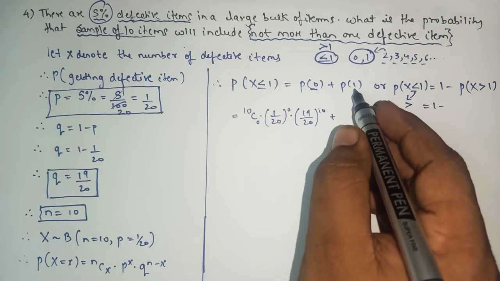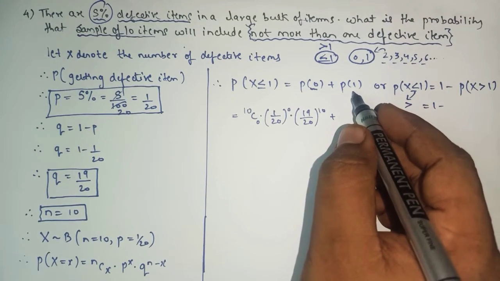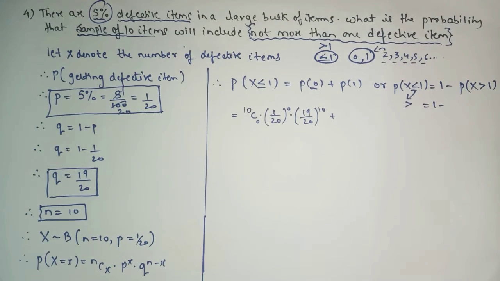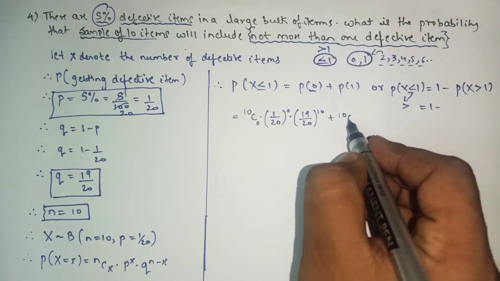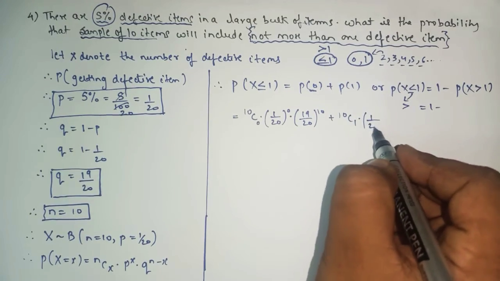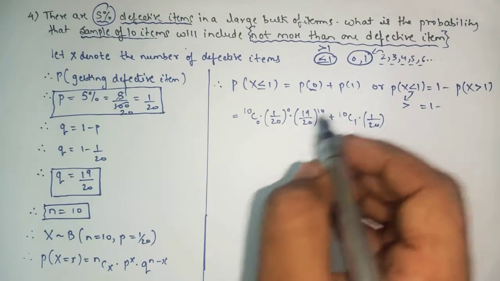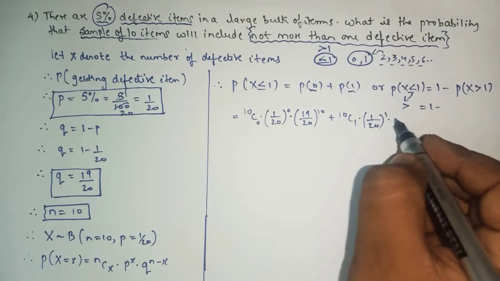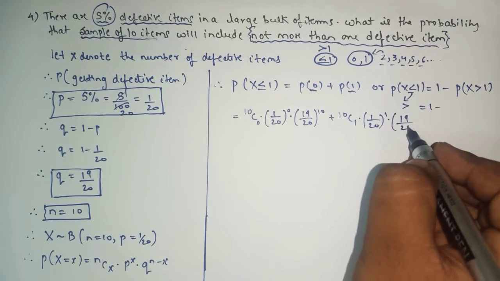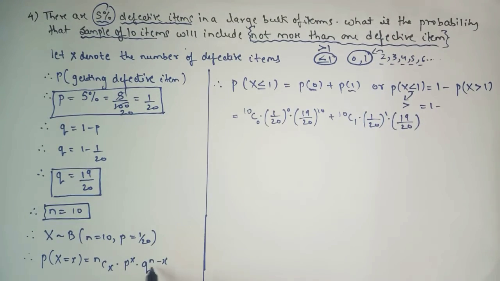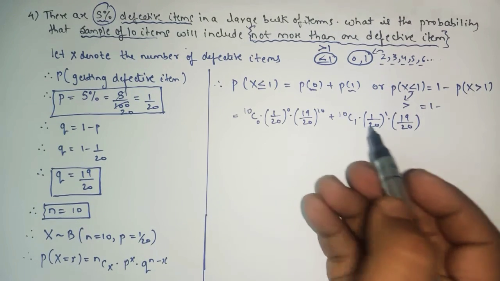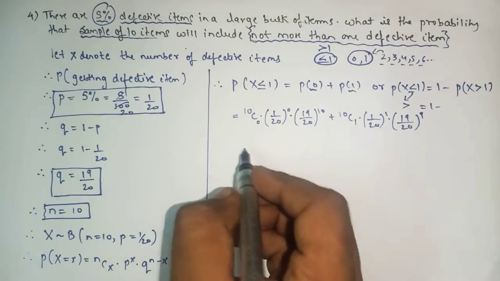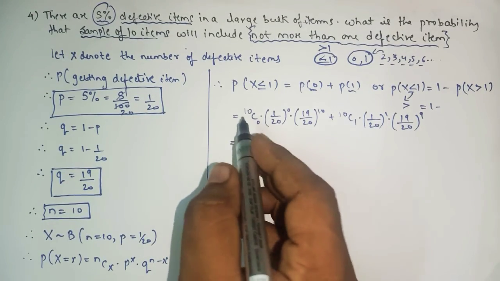Plus, now we'll replace the value of x by 1. Let's see what we'll get. So 10C1, 1 upon 20 raised to x, x is 1, into 19 upon 20 raised to n minus x. So here n is 10, x is 1, so 10 minus 1 is 9.